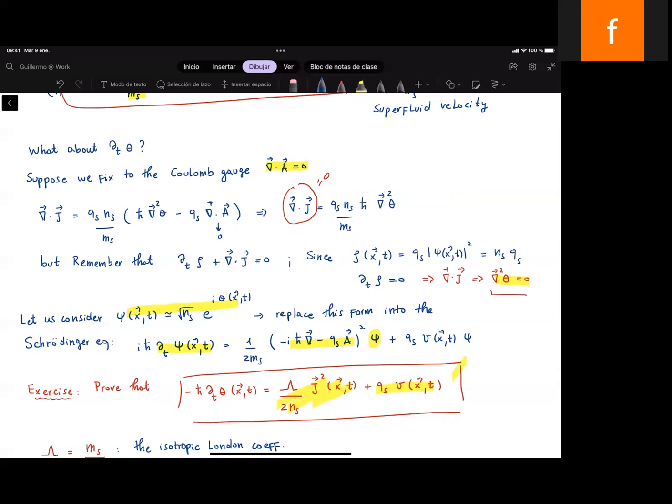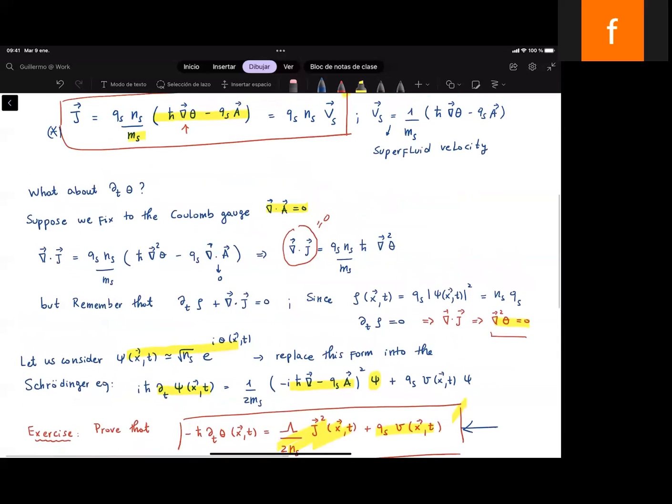The only task you need to do here is to prove this equation we have here, following a little bit of algebra. You can really prove these two equations. This one has to do with the partial derivative of the phase and the gradient of the phase.